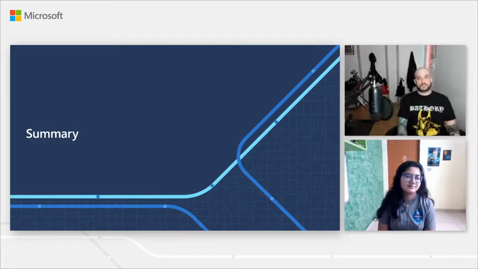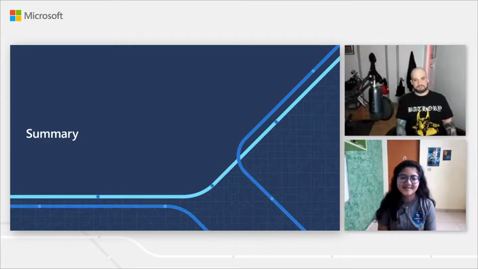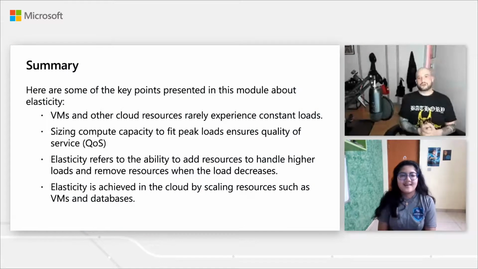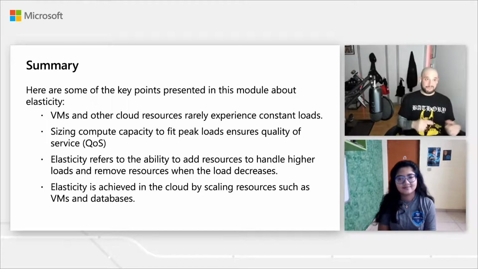All right, so Dwitrisha, let's finish up and summarize the things we've discussed today, okay? Yes. So here are some of the key points presented in this module today about elasticity. VMs and other cloud resources rarely experience constant loads. Sizing compute capacity to fit peak loads ensures quality of service. Elasticity refers to the ability to add resources to handle higher loads and remove resources when the load decreases. And elasticity is achieved in the cloud by scaling resources such as virtual machines and databases.